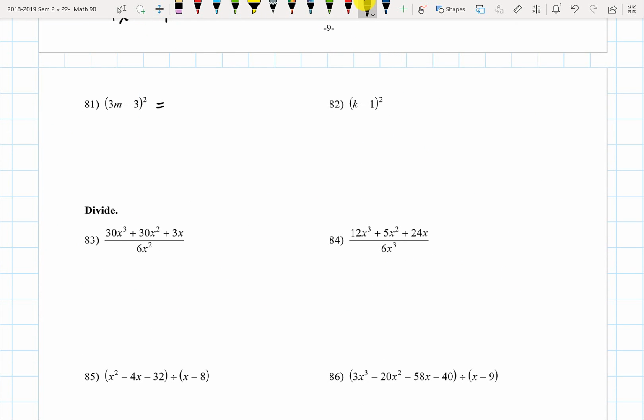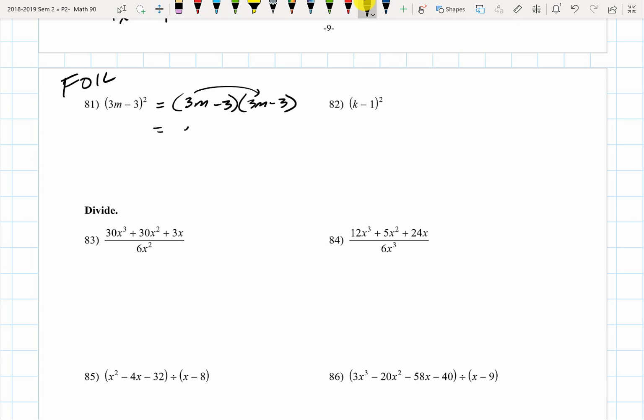Now, you've got to be careful here. 3m minus 3 to the second power means 3m minus 3 times itself. And then once again, this is the FOIL method here. Be careful, you just don't square both the terms. That's the most common mistake.